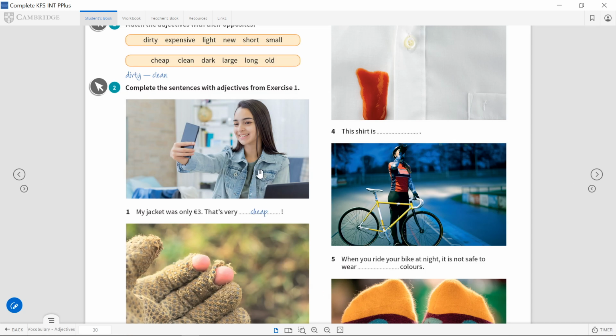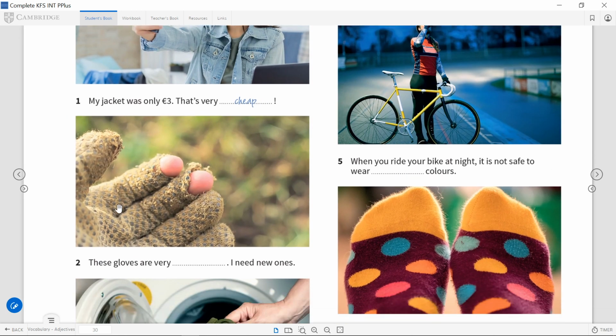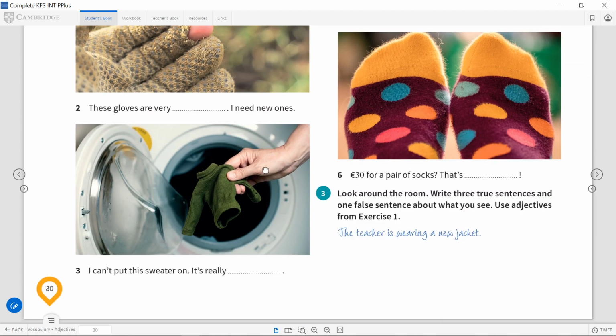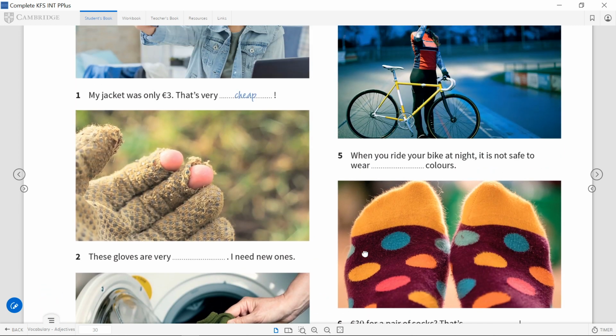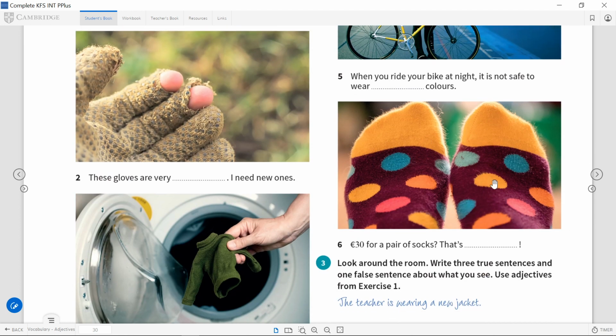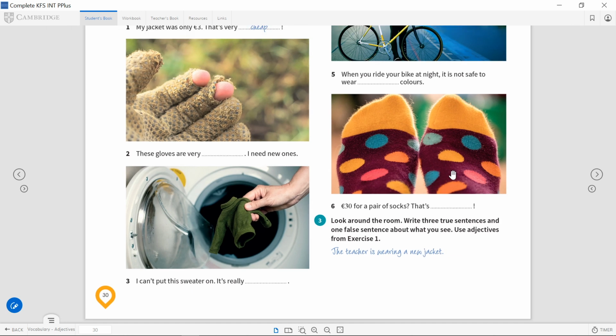Okay, perfect. So guys, this is it. This jacket for €3 is very cheap. These gloves over here are very old. He needs new ones. And this sweater is very small. Okay? Nice. You shouldn't wear dark clothes at night when riding a bike. It's not safe. You need light dresses, okay? Dresses that are not dark. And finally, these socks are 30 euros. They are very expensive. Okay? Excellent.